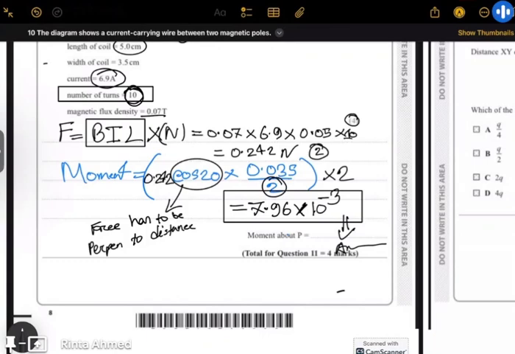We have divided these two because it was perpendicular this way.